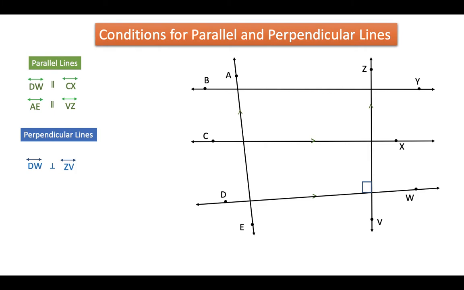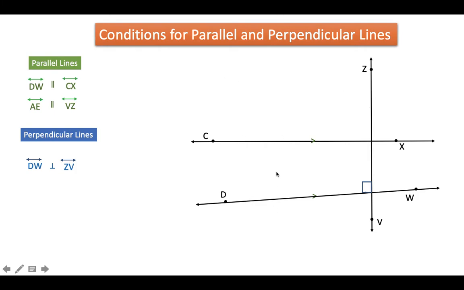So if we're going to focus only on these two parallel lines with a transversal line that cuts the two parallel lines, if line DW is perpendicular to line ZV, it follows that line CX will be perpendicular also to line ZV. Why? Because DW and CX are parallel. So we can write line CX is perpendicular to line ZV.